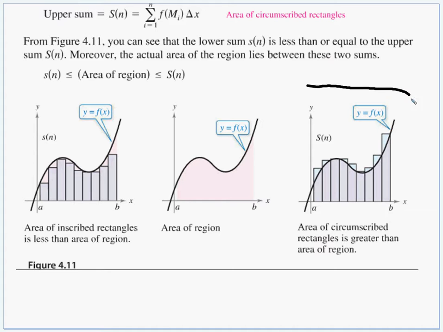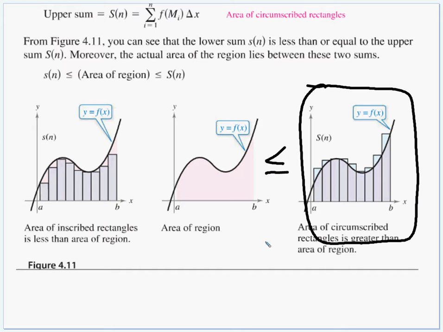So here is our overestimate. The true value will always be less than or equal to that. And our underestimate here is always less than or equal to the true value, our circumscribed and inscribed rectangles.